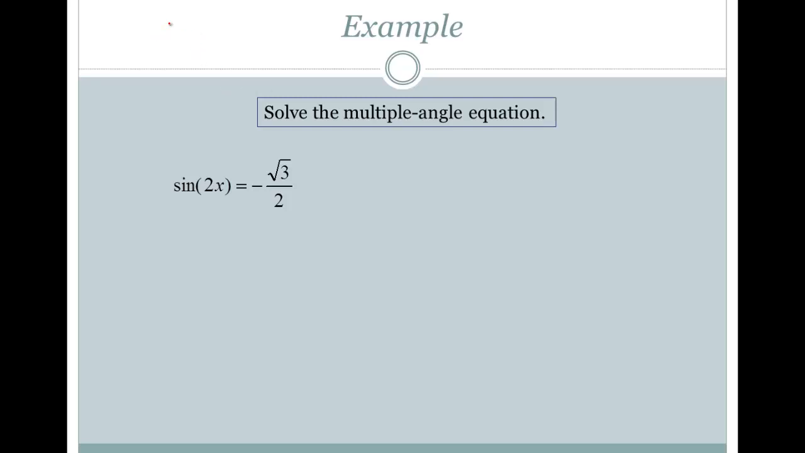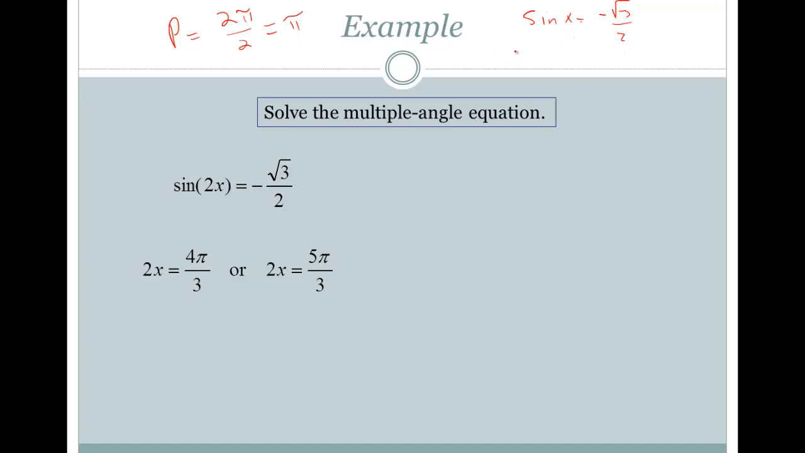Remember, the period here is going to be equal to 2 pi divided by 2, which is simply equal to pi. Okay? And so what I'm going to do is take the arc sine of both sides, and I'm going to get 2x is equal to 4 pi over 3 and 5 pi over 3, because what I'm thinking about is when is sine of x equal to negative root 3 over 2.